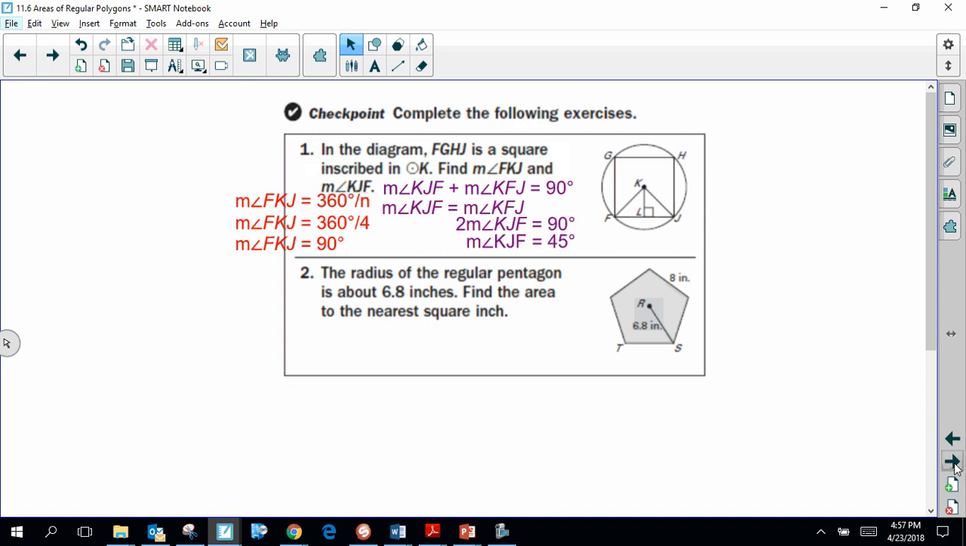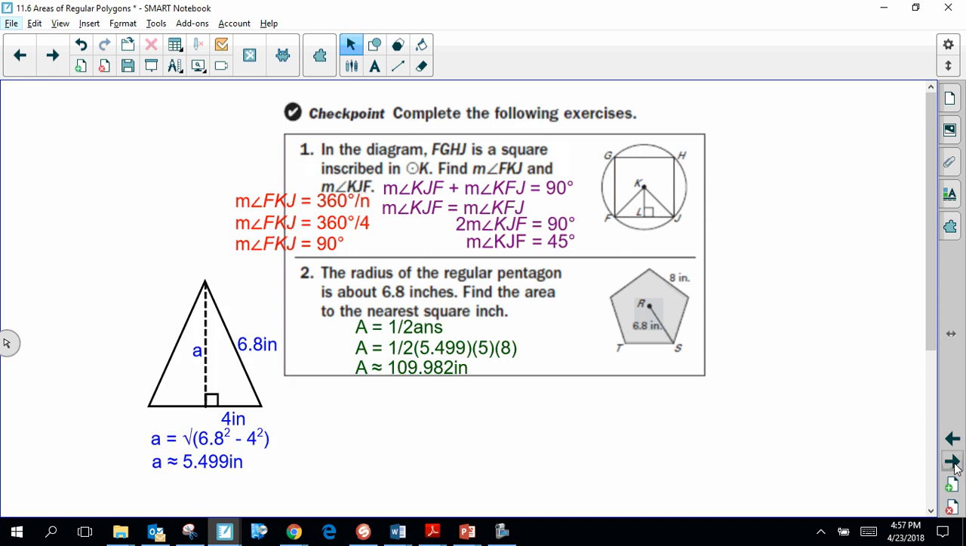Moving on to problem number 2, find the area to the nearest square inch of the regular pentagon. Again, they're giving us the length of a side and they're giving us the radius. So here, what we look at first, just like in the last example, anytime I'm evaluating the area of a regular polygon, it's really going to be coming from a right triangle contained within inside of it between the apothem, the radius, and half of one side.